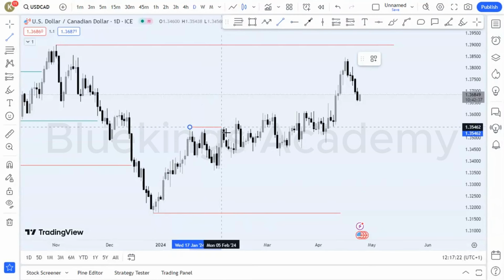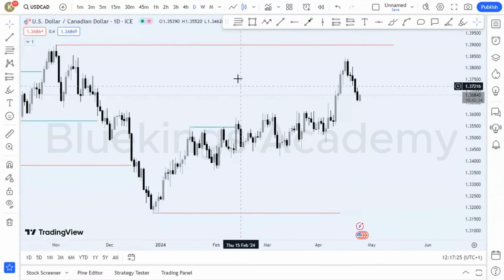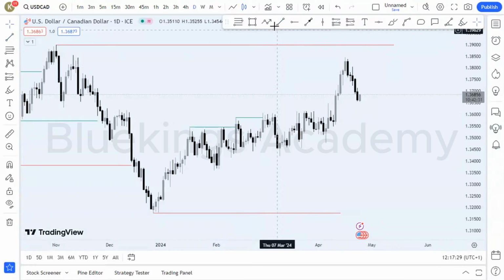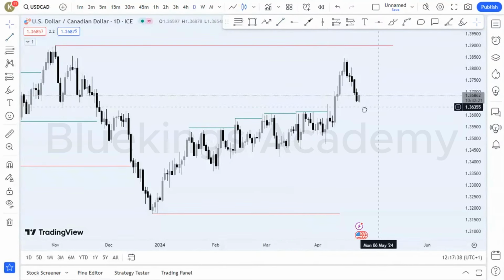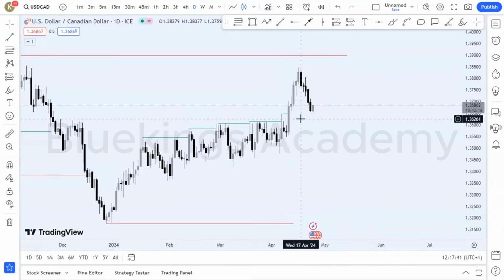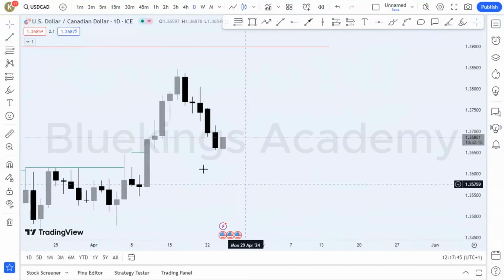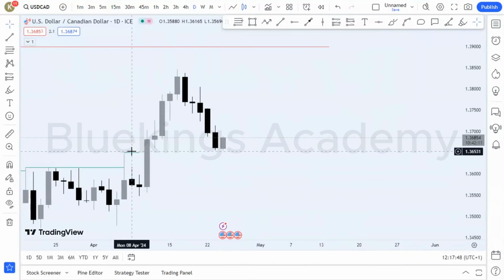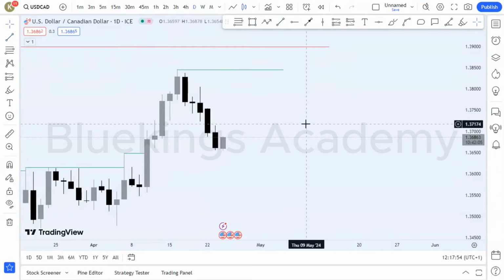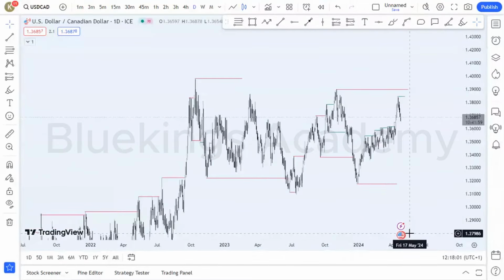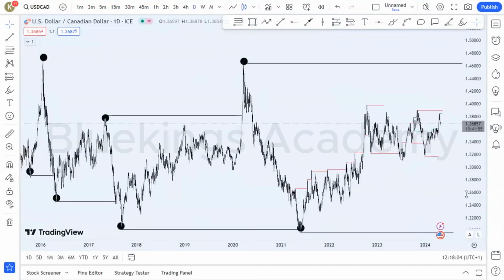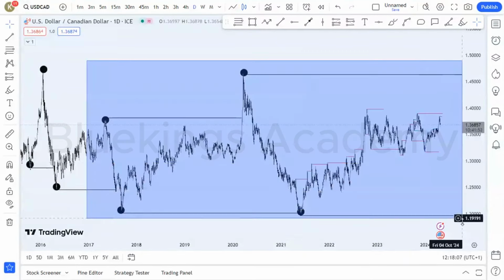These are fractal structure highs. You can see them, make them green. Very simple, make them green. Very simple, right? So yes, that's how it's been drawn. So what we're gonna do now is make sure everything showing here is showing just on the daily chart, so that it doesn't get confusing.